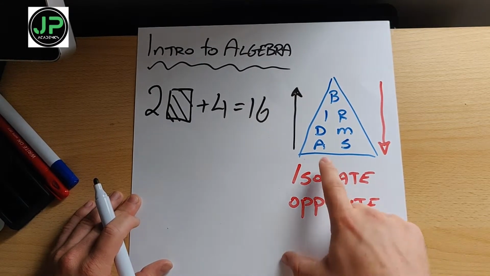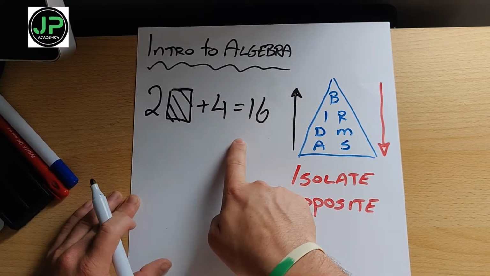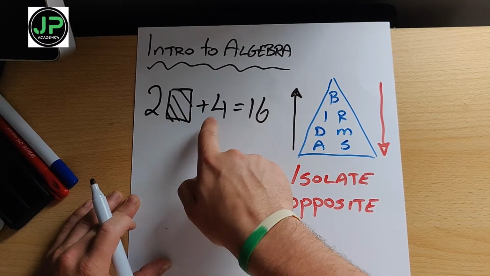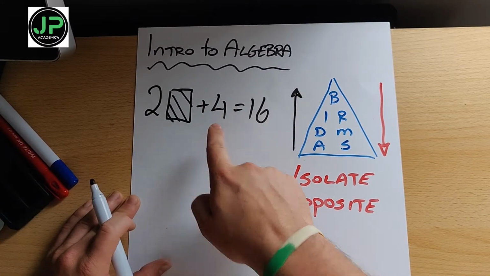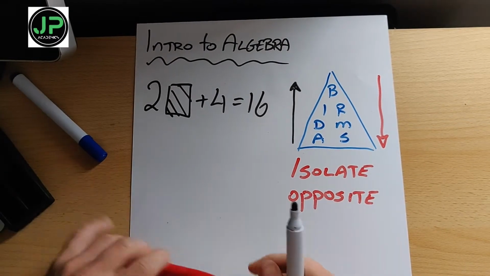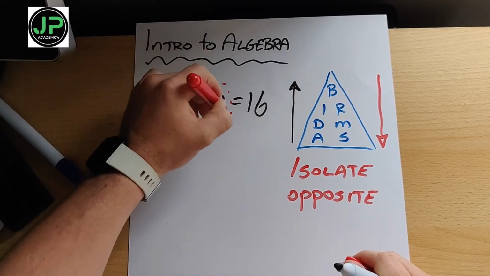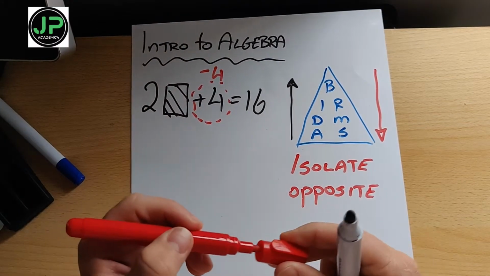So the first step, start at the bottom. Is there addition or subtraction in this equation? Yes, this one. So this is what we need to solve first. Now that plus 4, what is the opposite of plus 4? The opposite of plus 4 is minus 4.